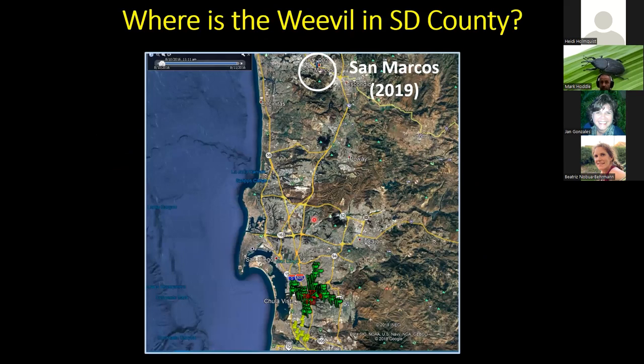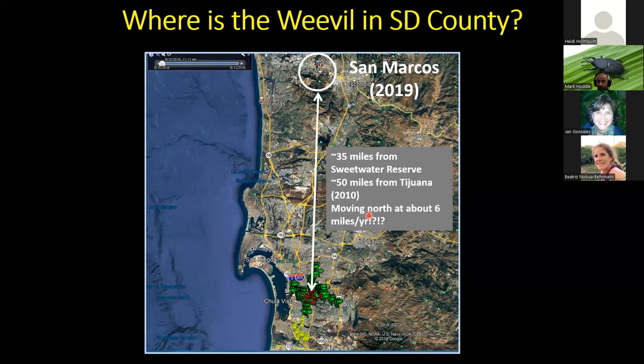So this is the situation in California right now. The most northern report that we have of the weevil is in San Marcos, and that report was in 2019, 3 years ago. We've had no reports of the weevil further north of San Marcos at this time, and it seems to have moved about as far east as El Cajon here. So it is moving very slowly in San Diego County, maybe no more than about 6 miles per year, and it's reached San Marcos, and it has now sort of stalled out. That is a distance of about 50 miles north from Tijuana.